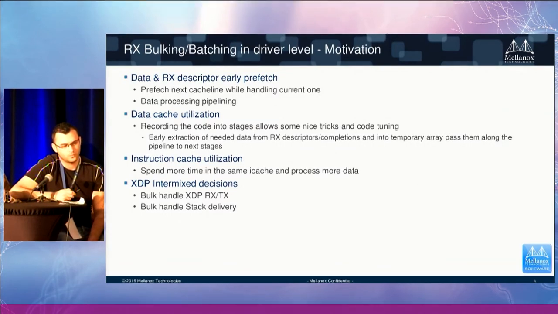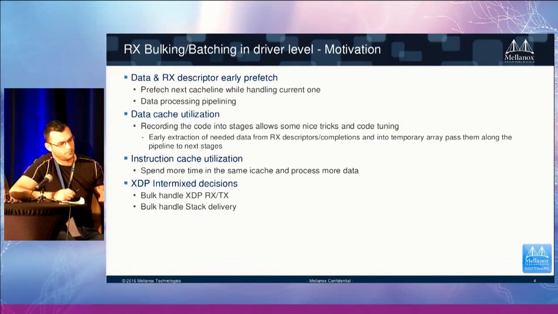So why RX bulking? Why do we need this? Today, as Alex showed, we have a lot of steps we do for every packet we get from the hardware. And the last thing we do, we pass it to the stack. We would like to batch those steps into some stages and move data through a pipeline in the RX path, and at the end pass multiple packets to the stack, which should do the work for our use case when XDP is loaded.